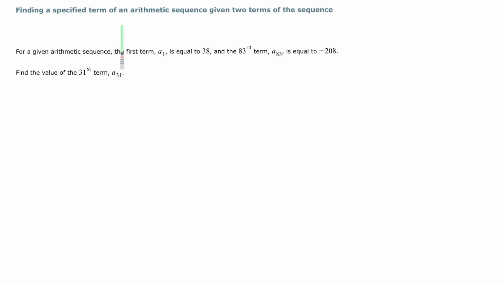Finding a specified term of an arithmetic sequence given two terms of a sequence. For a given arithmetic sequence, the first term, a sub 1, is equal to 38, and the 83rd term, a sub 83, is equal to negative 208. Find the value of the 31st term, a sub 31. First thing you probably want to do is write the general formula for the arithmetic sequence.